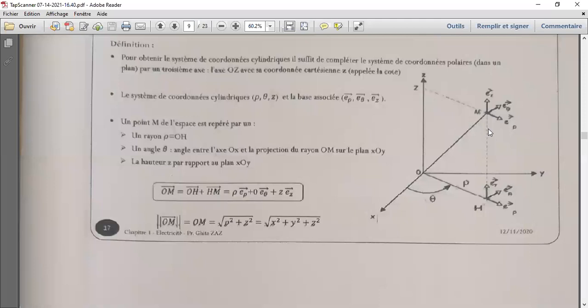So it continues here, it says "un point M de l'espace est repéré par un...". Yeah, here I think I'd forgotten the bases. The associated bases are E rho, E theta, and EZ. I think you know already about E rho and E theta.